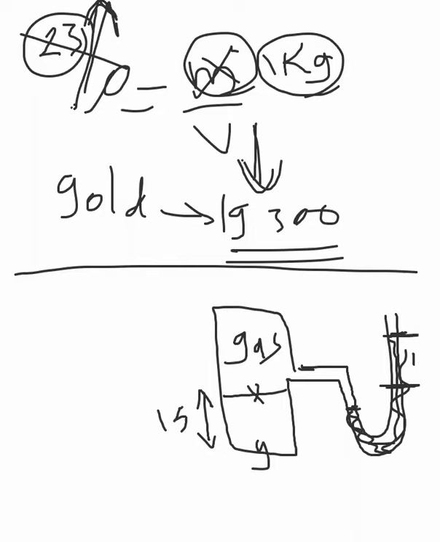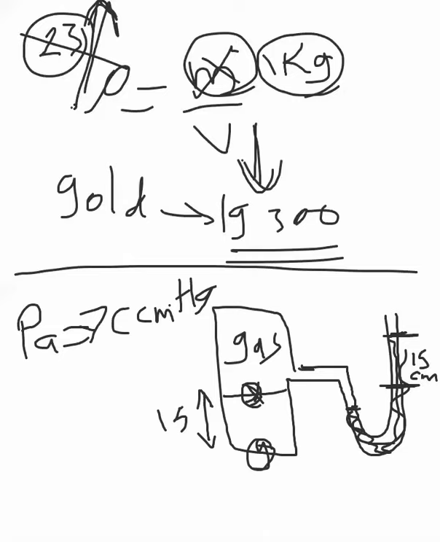This figure shows a mercury manometer connected to a tank containing gas and a quantity of mercury. Calculate the pressure at the two points X and Y. What is the pressure at point X? What is the pressure at point Y? The atmospheric pressure is given here: PA equals 76 centimeter mercury. Okay, it's very easy.